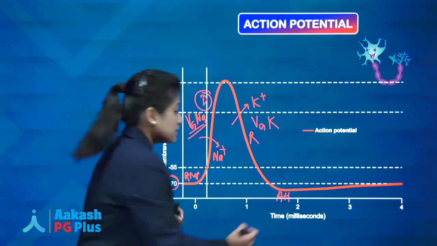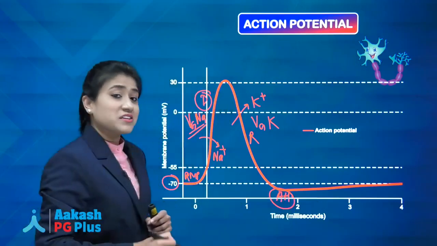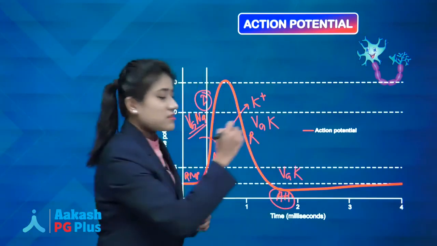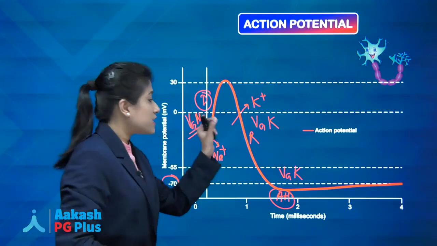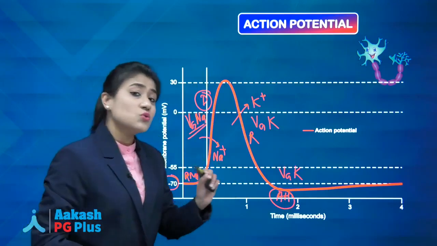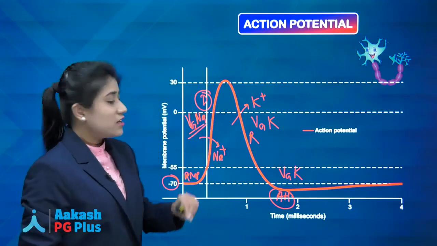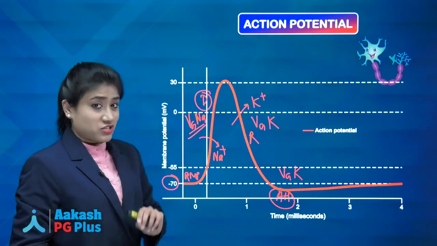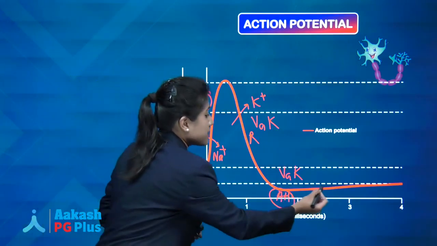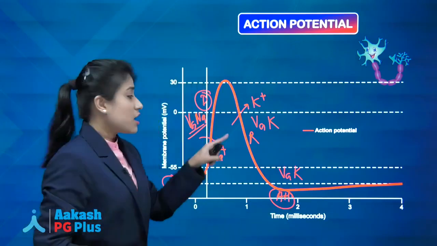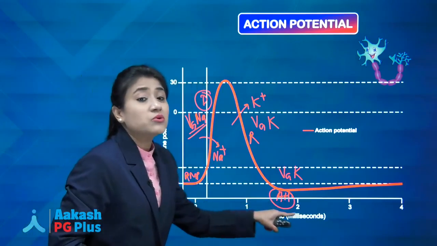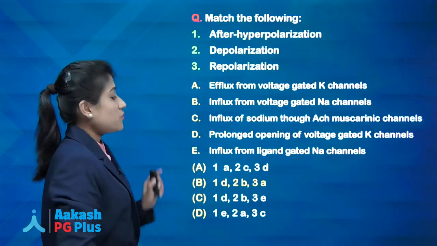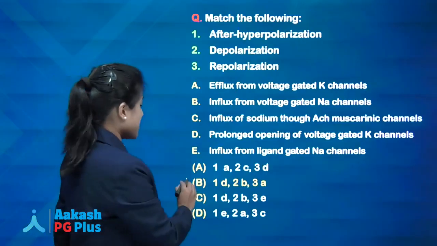Remember guys that this after hyperpolarization is again due to voltage gated potassium channels. Why? Because these voltage gated potassium channels are slow to open and slow to close. So, due to slow closure of voltage gated potassium channels, you get after hyperpolarization in which membrane potential goes below the level of resting membrane potential. Okay. So, that's why the answer to this question is B.